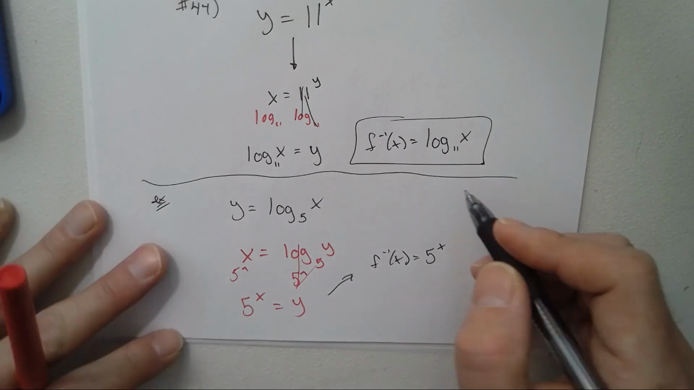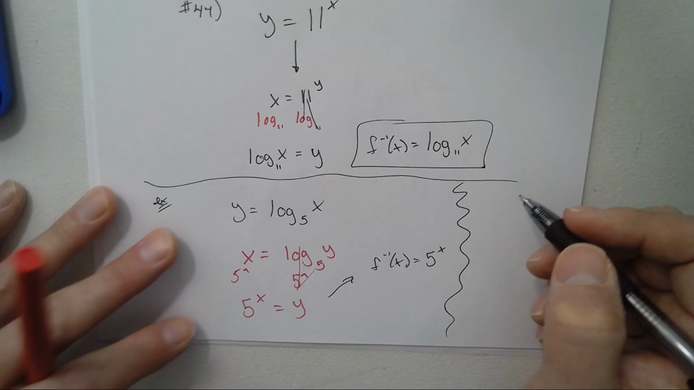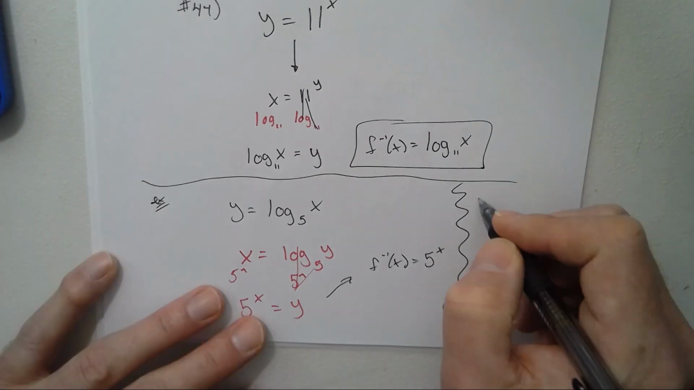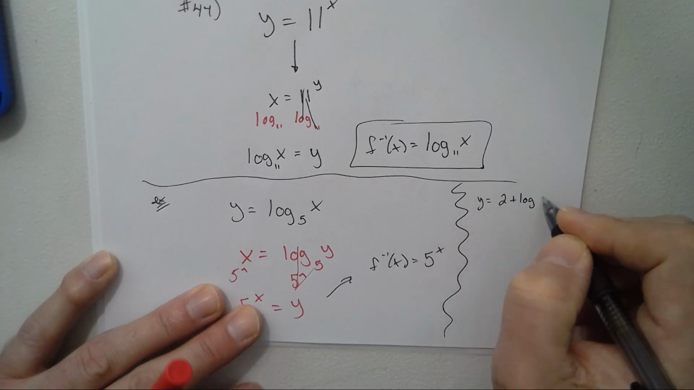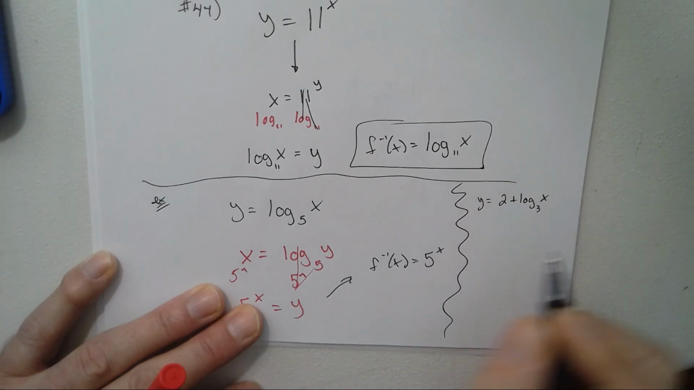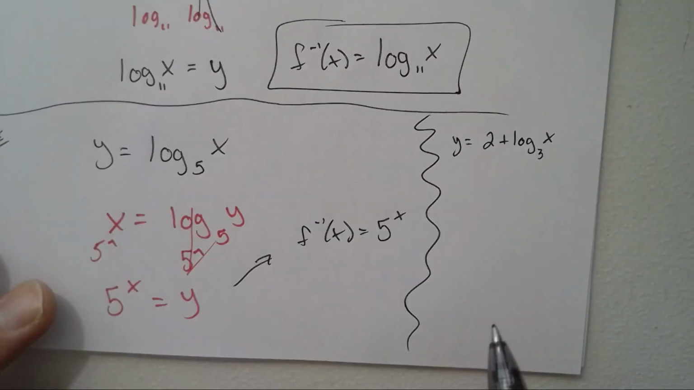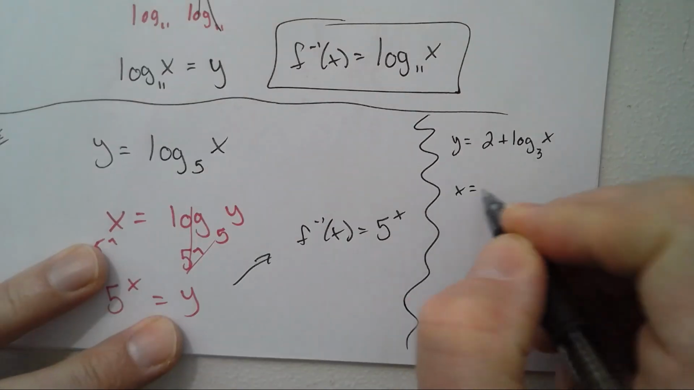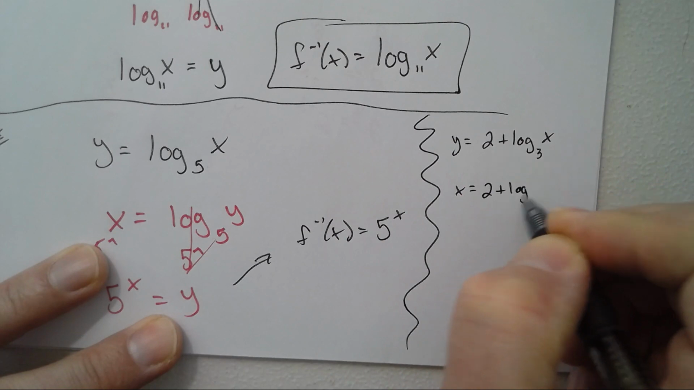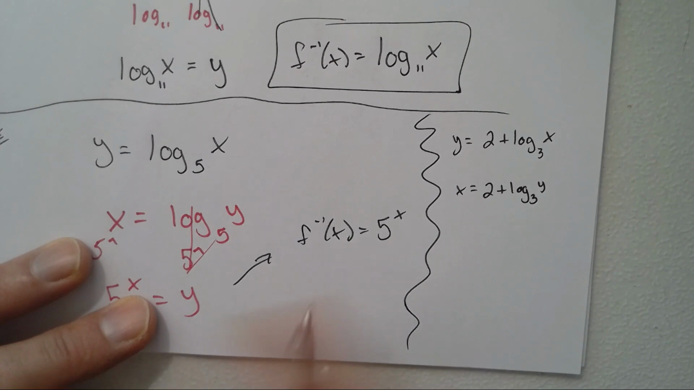Maybe I'll squeeze it right here. If you had, let's say, y equals 2 plus the log of x base 3, and you wanted to find the inverse there. Same thing, we interchange x and y, so x equals 2 plus the log of y base 3, and we have to solve for y. We can't do 3 to the power because we have that plus 2 there, so I'm going to subtract 2 from each side.